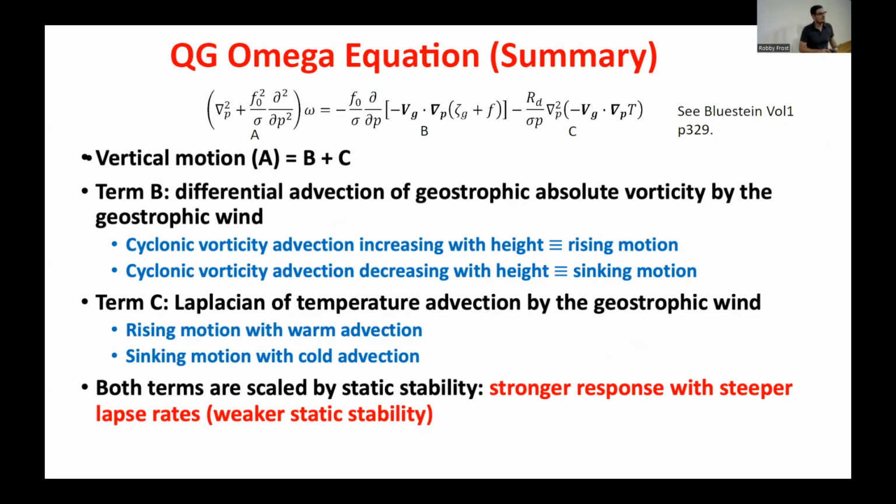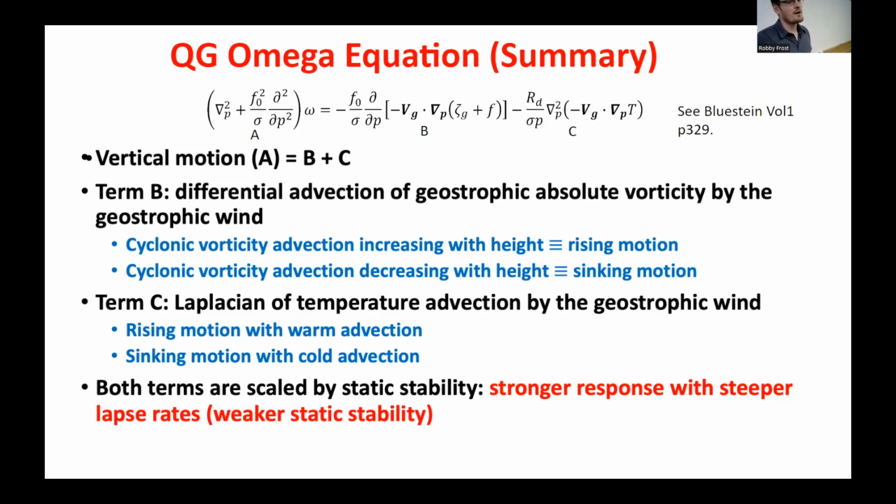So we just talked about the QG height tendency equation. This is the QG omega equation. Omega, if you are not familiar, the Greek letter, is often used in meteorology to represent vertical motion. So that's where this comes from. We just talked about the height changes and the vertical motion, and this is the math behind it.